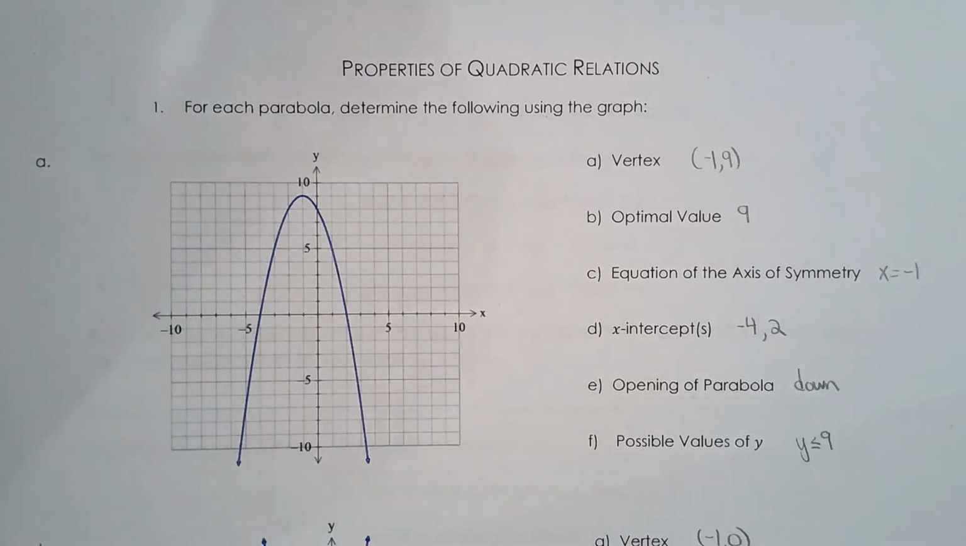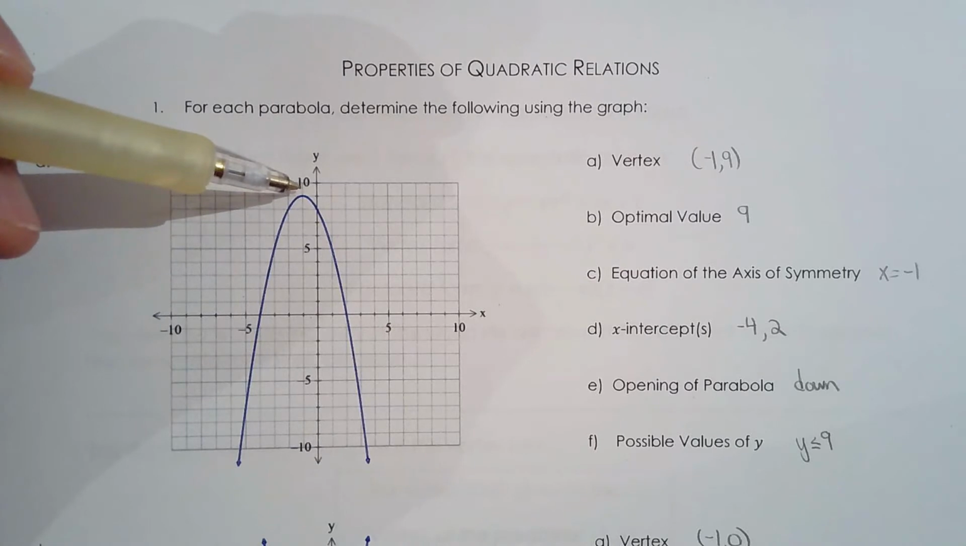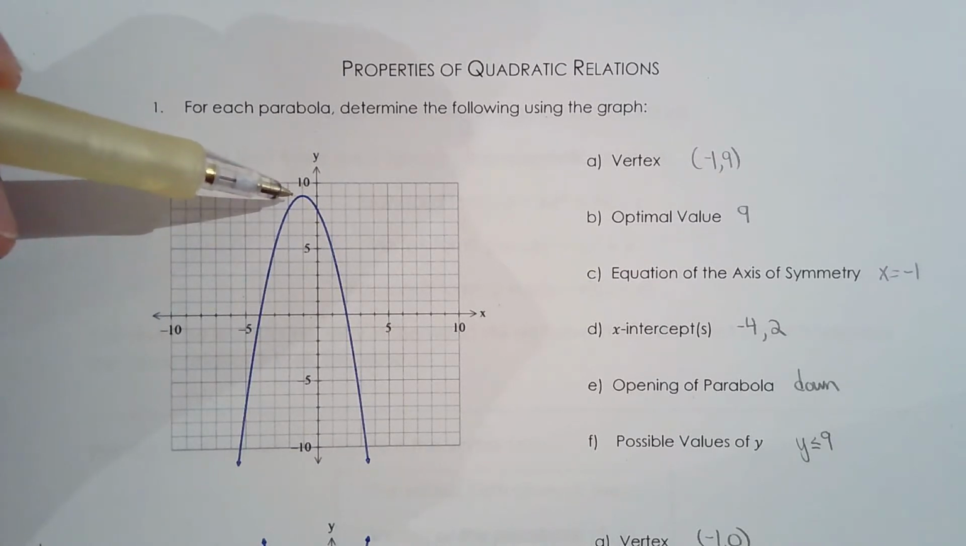In this video, we'll quickly go over the homework sheet for properties of quadratic relations. So basically, we're just looking at three graphs and talking about the key features you see for each graph. So vertex for the first one, negative 1, 9. Optimal value is the y-coordinate of the vertex.